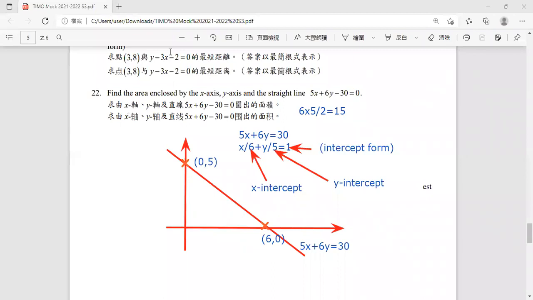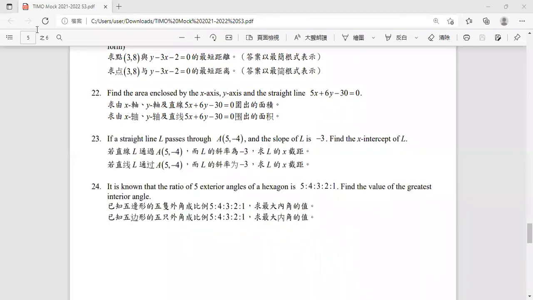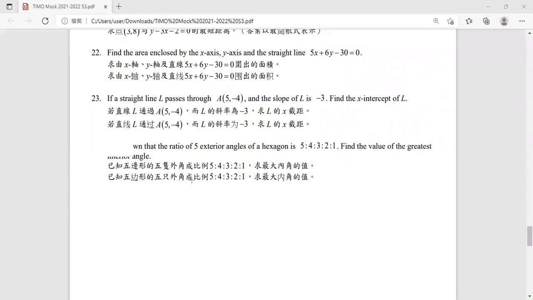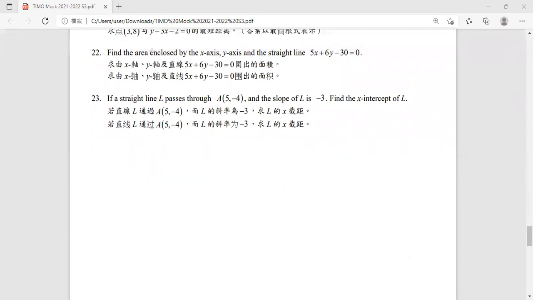Okay, no question. The next one, 23. Now the straight line L passes through (5, -4), and the slope of L is -3. Find the x-intercept. Very easy, still straightforward, but if you don't know the coordinate geometry, it's difficult.